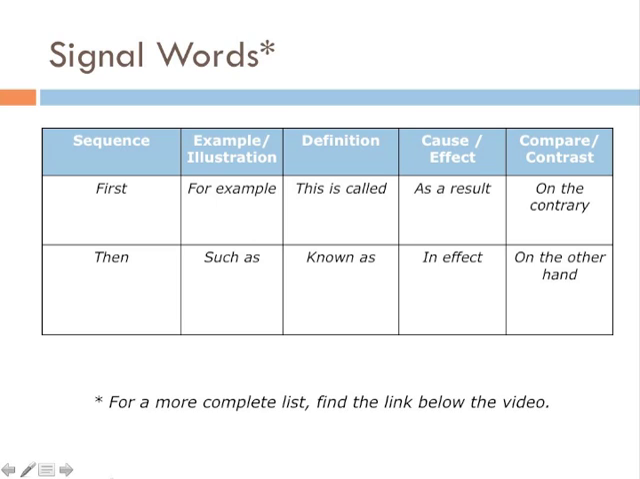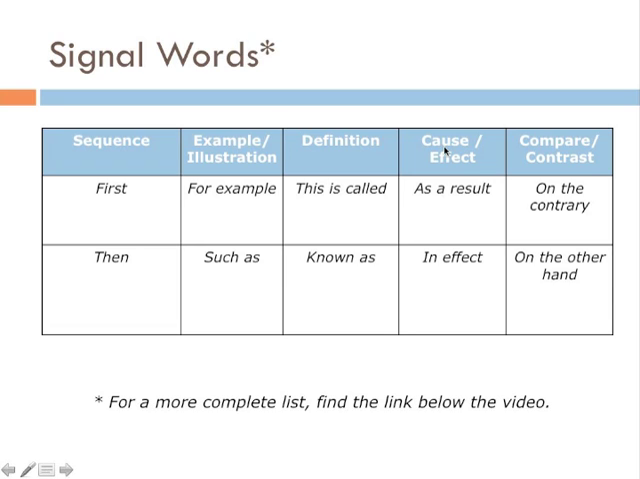Now here are just some examples of signal words. There's a more complete list that we're going to see below the video here. But some of those signal words kind of belong to certain categories. So we have those signal words which tell us something about the sequence of the information. So for example, words such as first or then. We have those signals that help indicate sort of an illustration or example. So words such as for example or such as. We have words or phrases that often give us a definition, which is something that we might see on the TOEFL. So these types of signals might be, for example, this is called or this is known as.